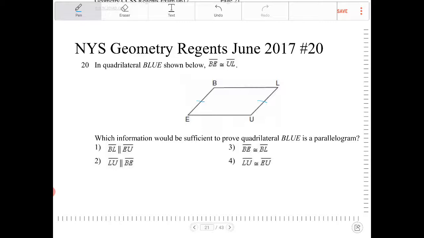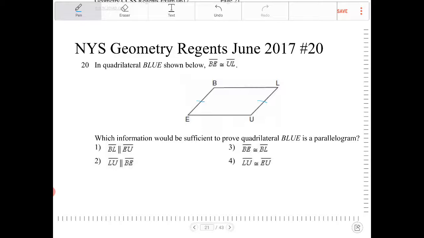Because we have one pair of sides congruent, either we establish that the other pair of sides are congruent, that would be sufficient, or if the pair of sides that are congruent from the given are also parallel, that should also be sufficient, because that is one of the requirements to show that a quadrilateral is a parallelogram. So let's take a look here.